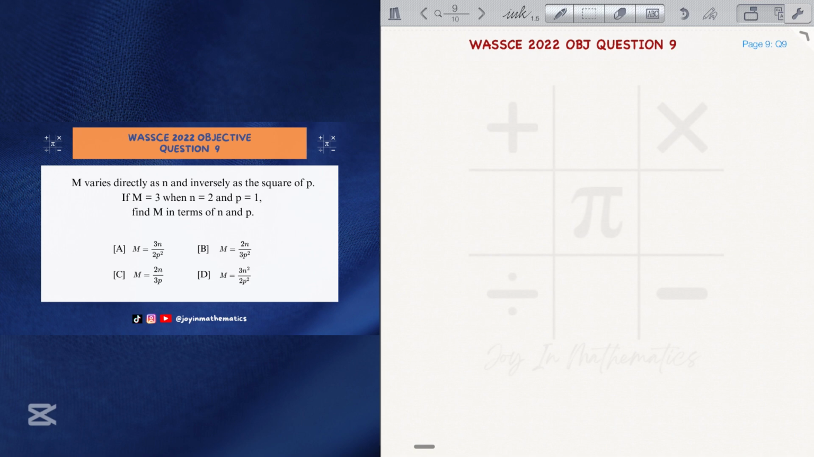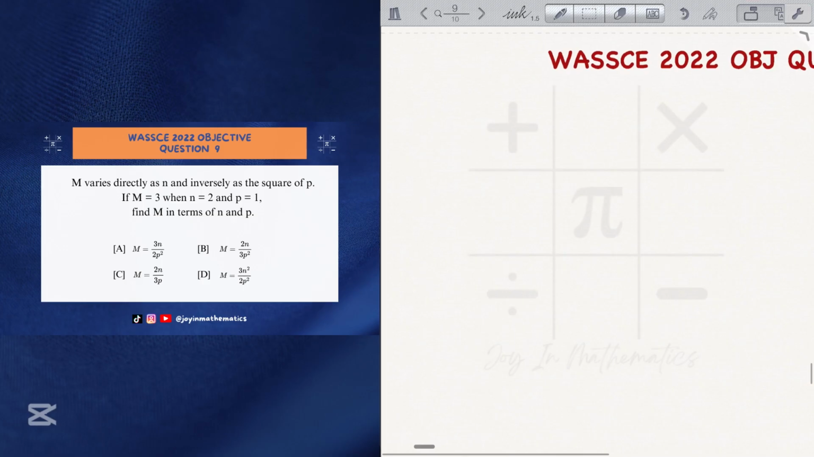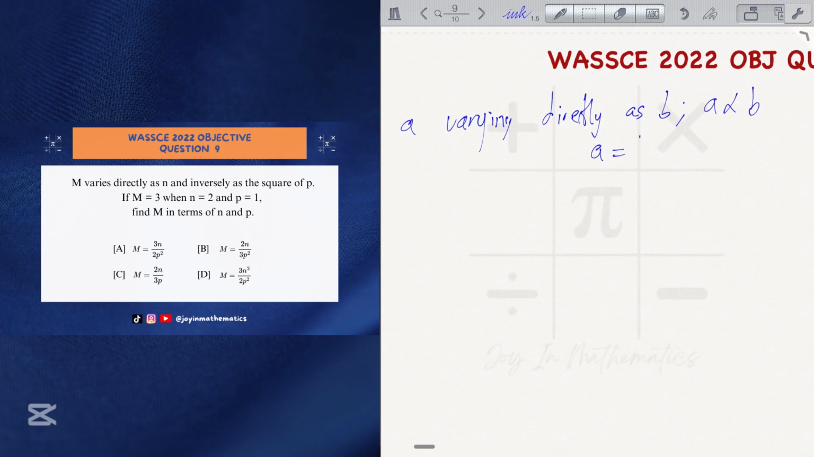Now let's take a quick section here. If we have a varying directly as b, that means we're saying that a is proportional to b. And if a is proportional to b, we will have that a is equal to kb, where k is the constant of proportionality.